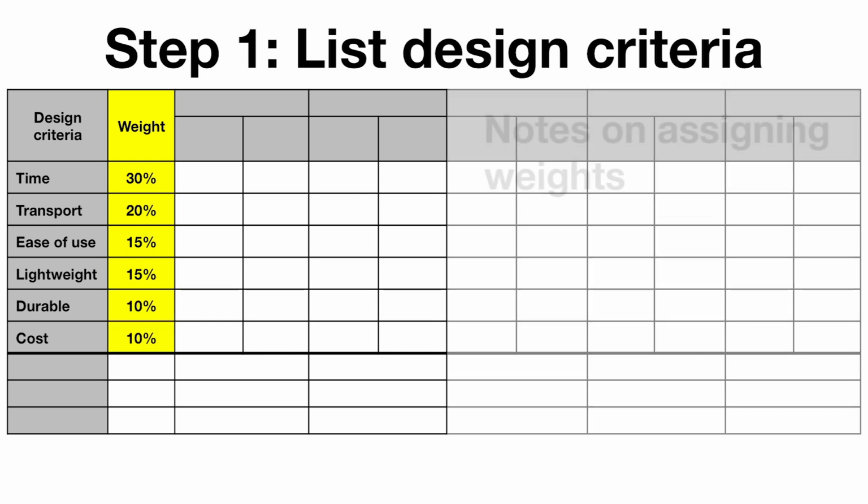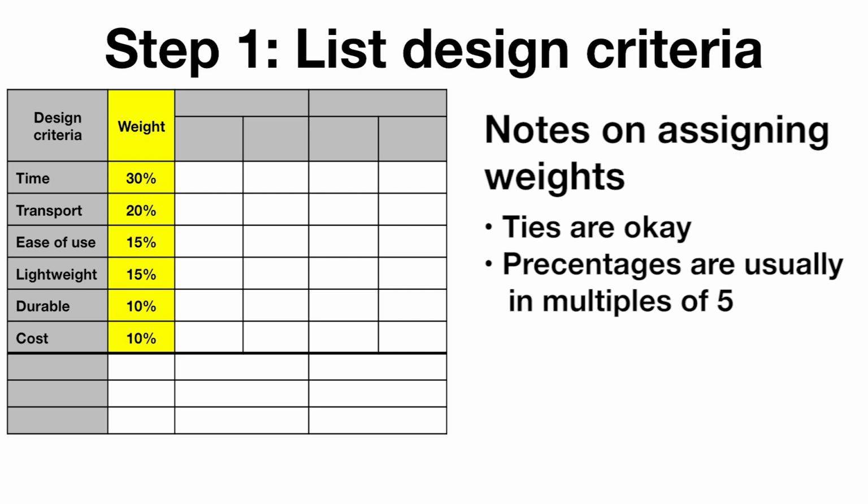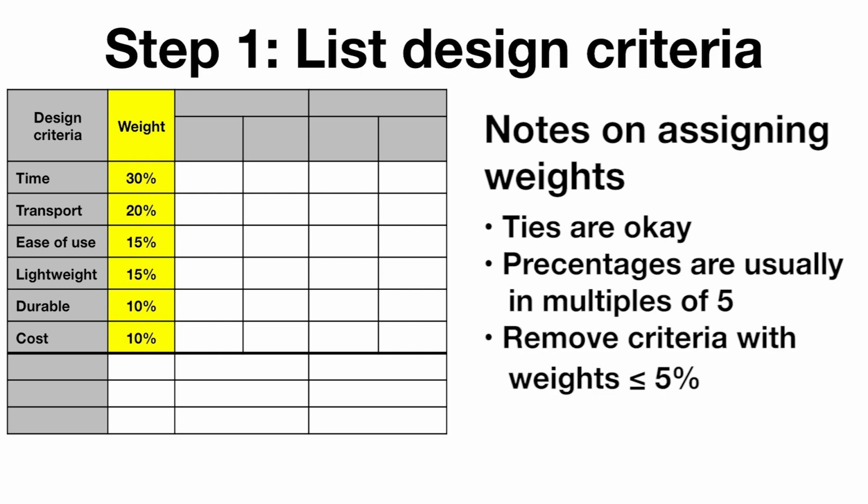So there are a few things to notice. First is that we had some ties, such as ease of use and lightweight both being at 15%. This is fine. Also, you'll notice that all the percents were multiples of 5. Generally, if a design criteria is less than or equal to 5%, you may consider removing it from the pugh matrix, as it likely won't make a difference in selecting the final solution.